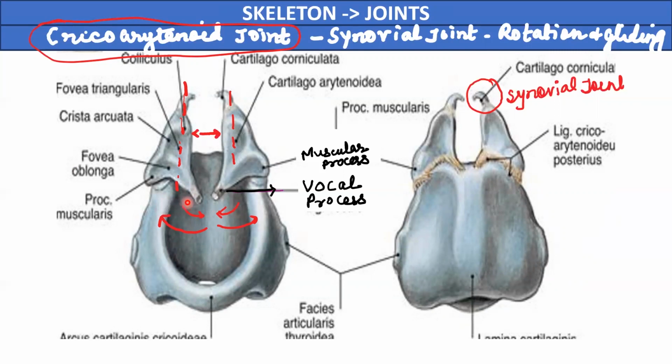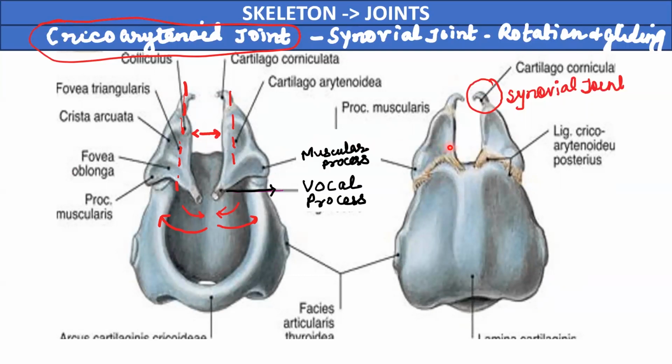So this rotation of the cricoarytenoid joint will bring the two vocal cords close to each other, that is the adduction of the vocal cords, or it will move the two vocal cords away from each other, that is the abduction of the vocal cords. The second movement which is possible is gliding between the two arytenoid cartilages, and this gliding will bring the two arytenoid cartilages close to each other. So this is the cricoarytenoid joint, which can rotate along a vertical axis and also glide, which can bring the two arytenoid cartilages close to each other.